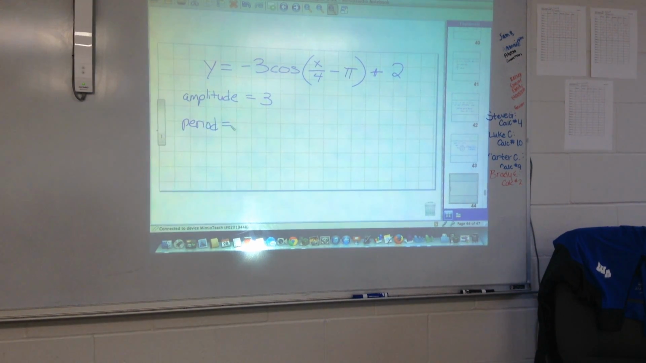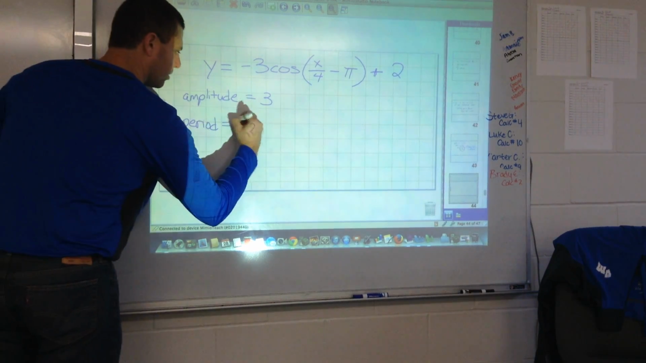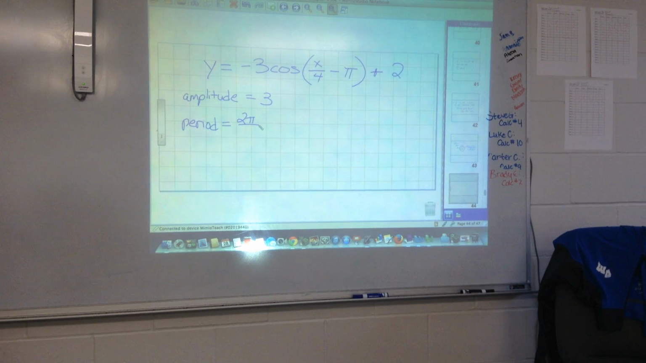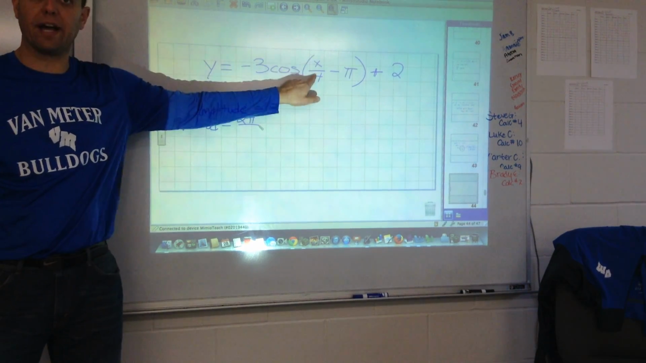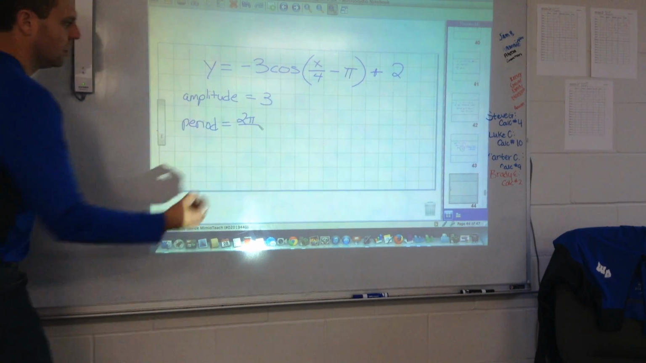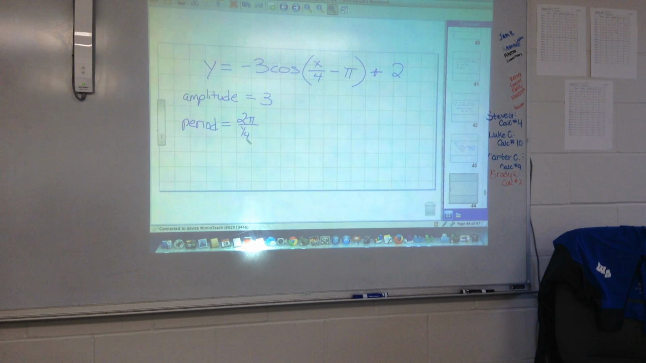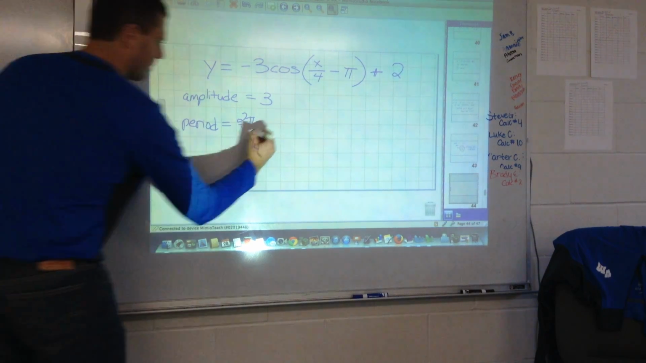Period. How do we find it? 2 pi over b. 2 pi divided by the b value. What's my b value? 1/4, because this is like 1/4 x right here. So you divide that by 1/4, which is really multiplying by 4. So what's our period? 8 pi.